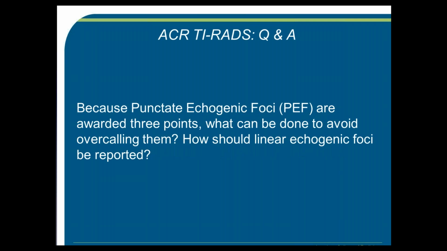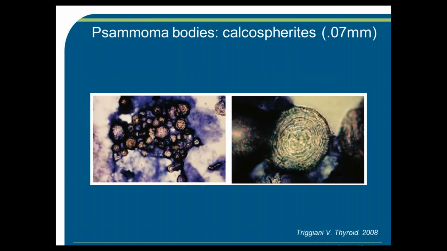Next question. Because punctate echogenic foci, or PEFs, are awarded 3 points, what can be done to avoid overcalling them? And how should linear echogenic foci be reported? It used to be thought that these echogenic foci mostly represented so-called psammoma bodies, also known as calcospheroids, which are really small, 0.07 millimeters. I don't know that our ultrasound machines can really see them down to that level, but they often occur in clumps, and we may be seeing clumps of them.